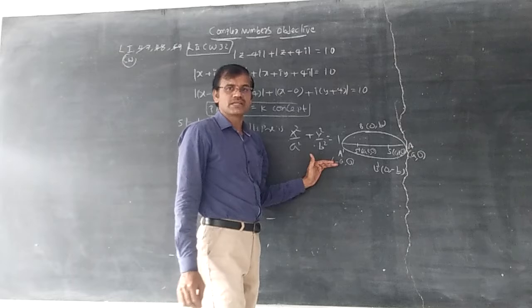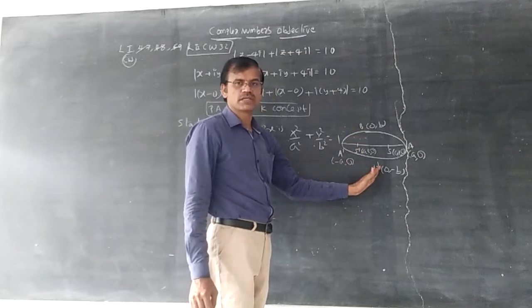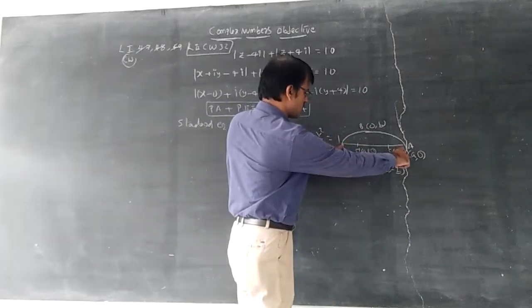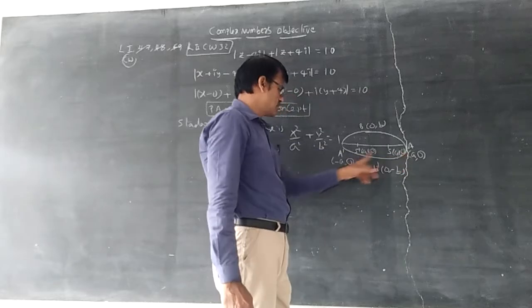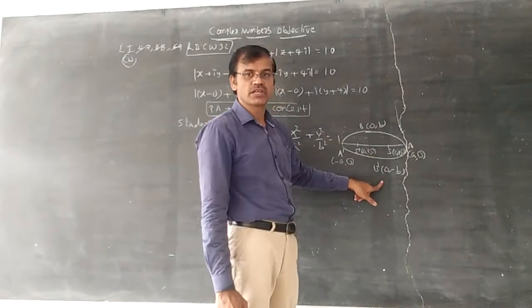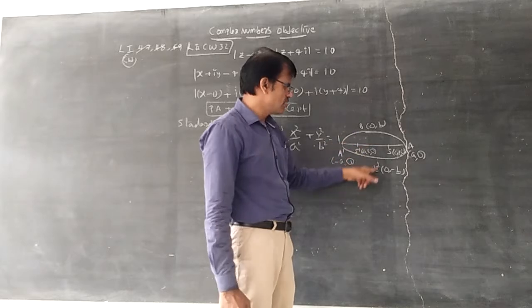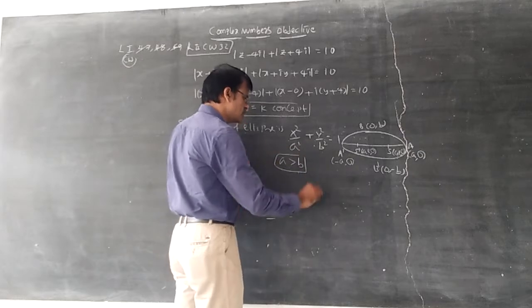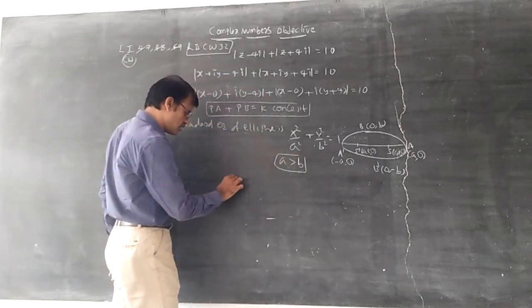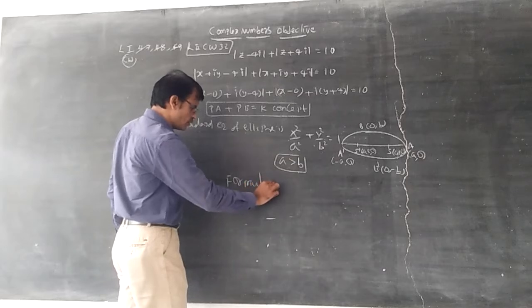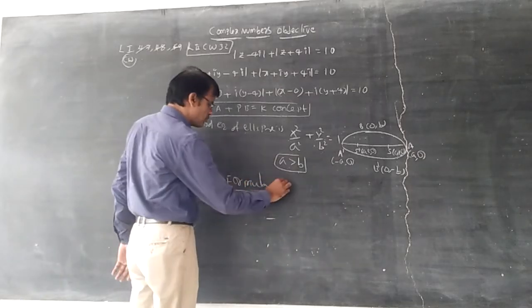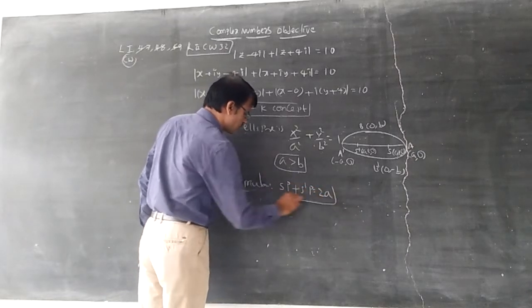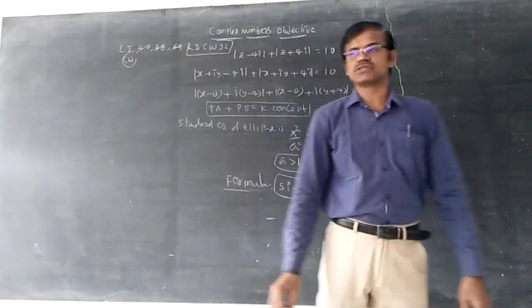Here AA dash is called the major axis and BB dash is called the minor axis. The length of the major axis is greater than the length of the minor axis. Here this length is 2A, since A minus minus A becomes 2A, and B minus minus B becomes 2B. The major axis is greater than the minor axis. In that case, you can say A is greater than B. We will discuss the formulas and theorems while going through the topic of ellipse. The formula here is SP plus S dash P is equal to 2A, which is nothing but PA plus PB is equal to K.